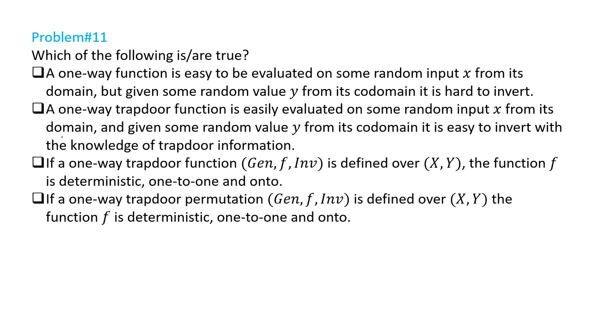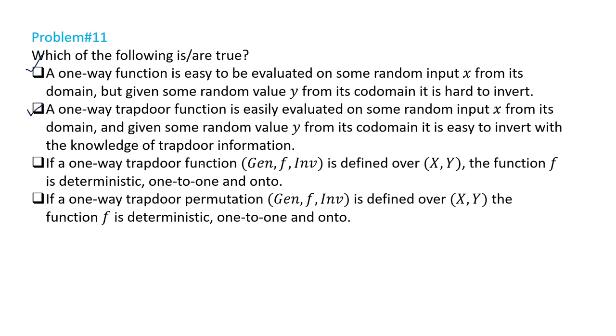This is a question on one-way function and one-way trapdoor function. You can answer. It says that a one-way function is easy to evaluate on some random input x from its domain, but given some random value y from its codomain, it is hard to invert. This is true, right? That is the definition of a one-way function. A one-way trapdoor function is easily evaluated on some random input x from its domain, and given some random value y from its codomain, it is easy to invert with the knowledge of the trapdoor. So this is how a one-way trapdoor function is defined, and this is also correct.